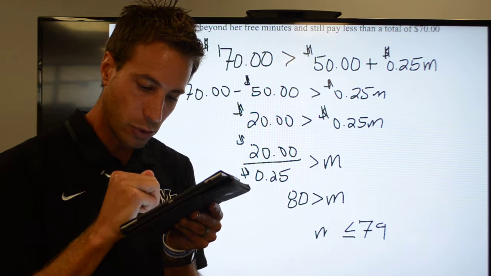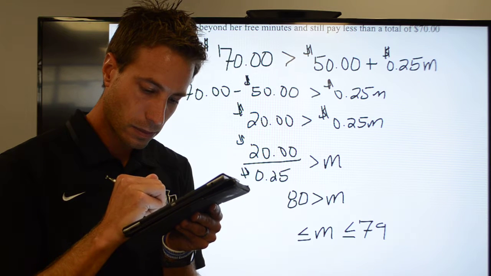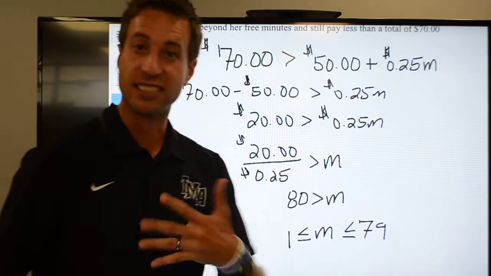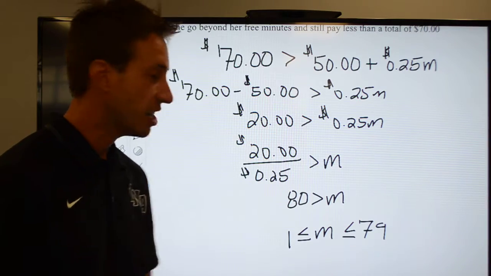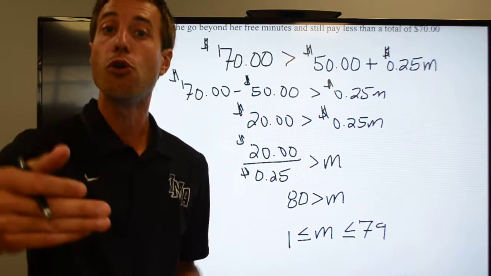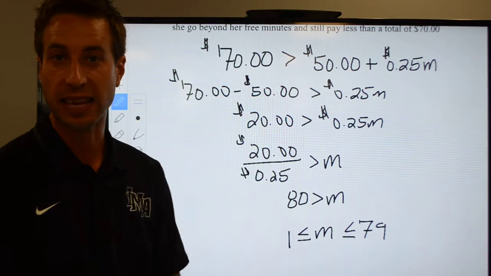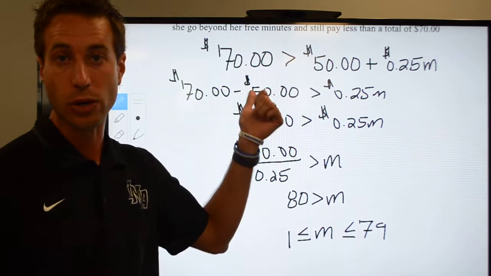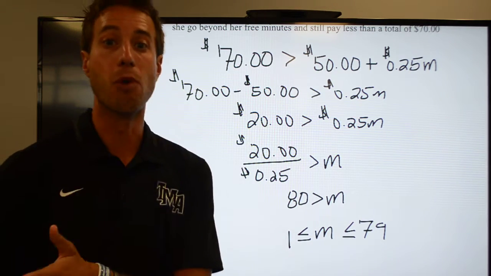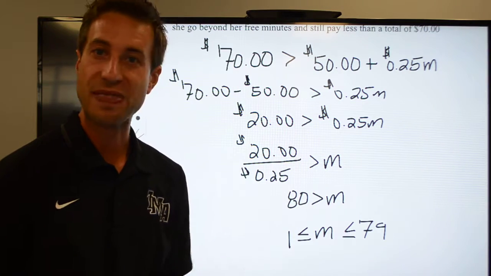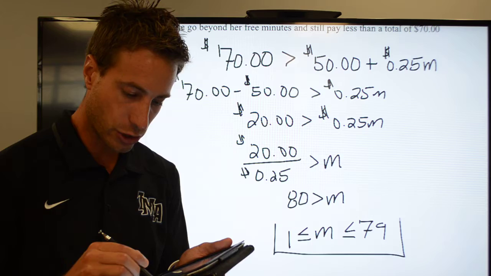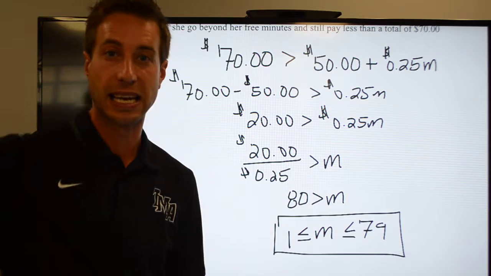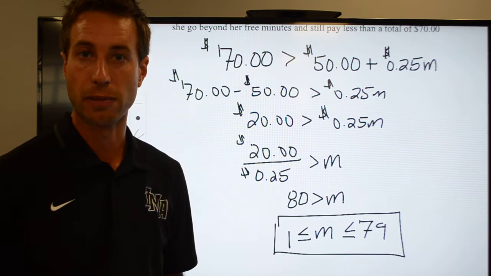The minimum, of course, would be anything above 1 minute. So as long as Rosa doesn't talk more than 1 to 79 minutes over her free minutes, her bill will be less than $70 a month. As soon as Rosa goes to that 80th minute, she's going to be paying $70 or more for her monthly cell phone bill, and that's not what she wanted. So right there's your answer. Rosa needs to talk less than or equal to 79 additional minutes above her free minutes.